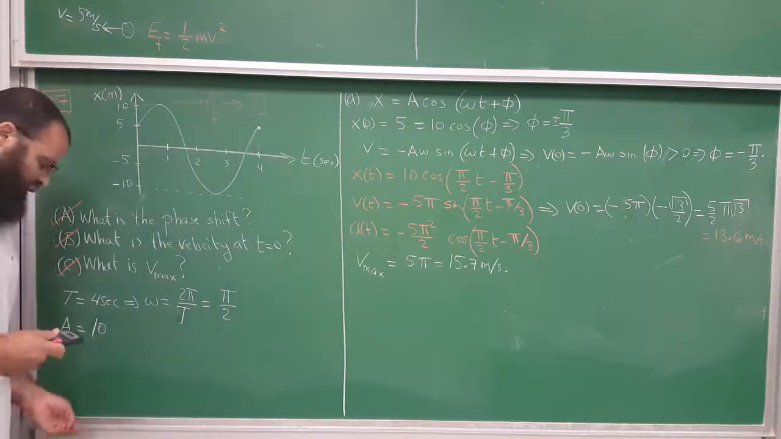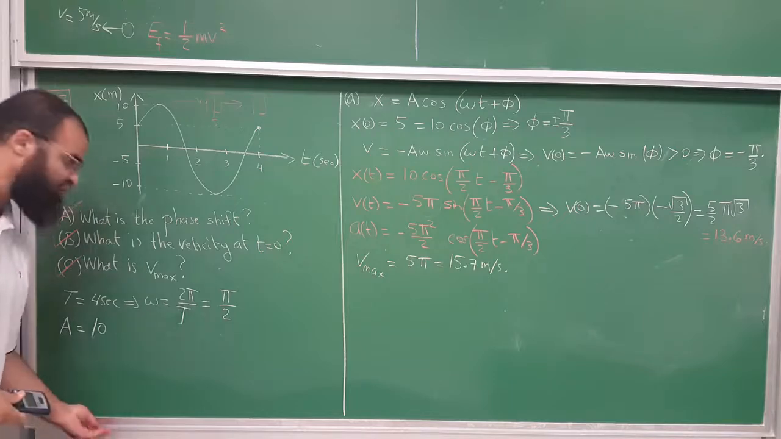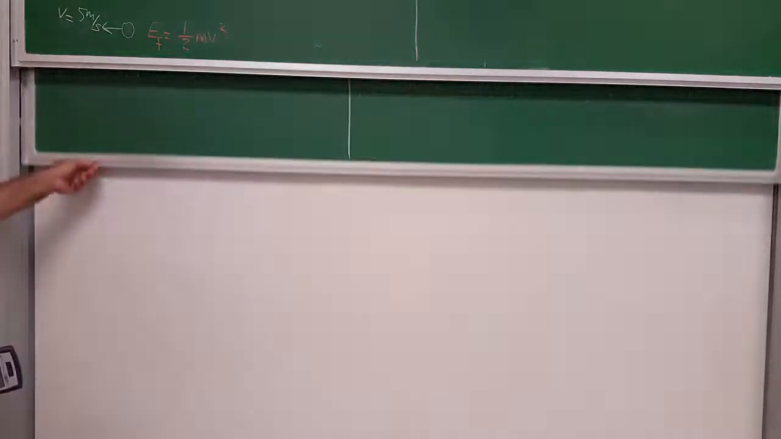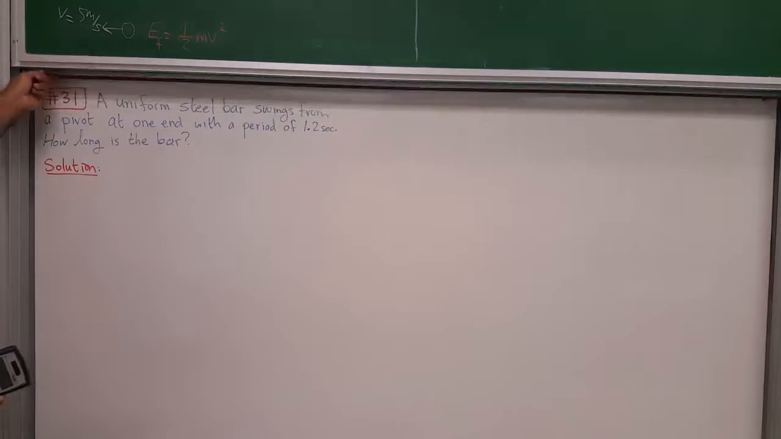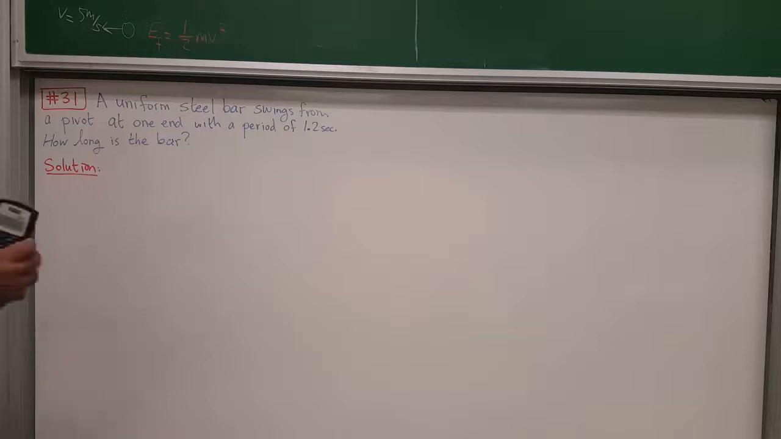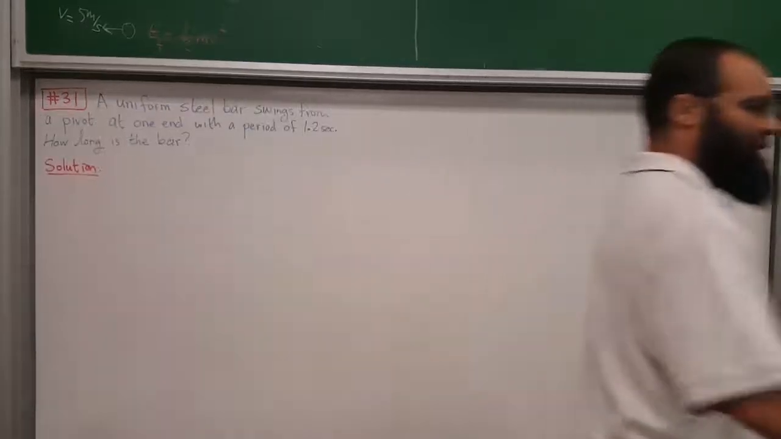Okay. Let's look at the next question. It says here a uniform steel bar swings from a pivot at one end with a period of 1.2 seconds, and the question is, how long is the bar? So it's a uniform bar, so the mass is not at the end. It's uniformly distributed. So if you remember, here is how it looked.